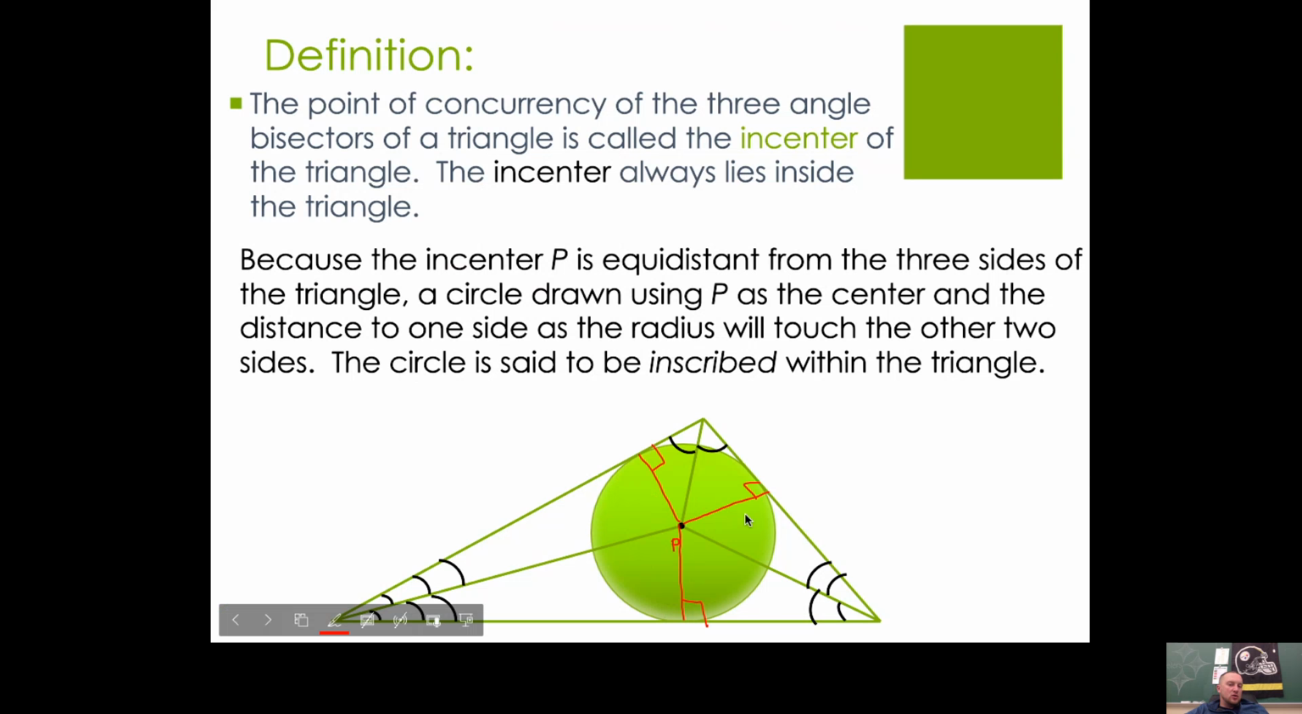They're saying that this circle is inscribed within the triangle because this circle is only touching this side in that one place right there. Now, as it comes along here, it's going to touch this side in one place, and it's going to touch this side in one place. So that's called the incenter.